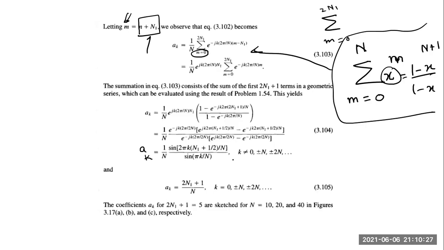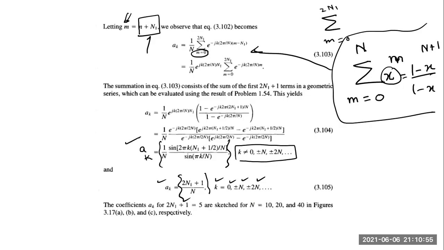Now, there are two possibilities. If k is not equal to 0, plus or minus N, plus or minus 2N, then the Fourier coefficients will be equal to this. But when k is equal to 0, plus or minus N, plus or minus 2N, then the Fourier coefficients will be equal to this.